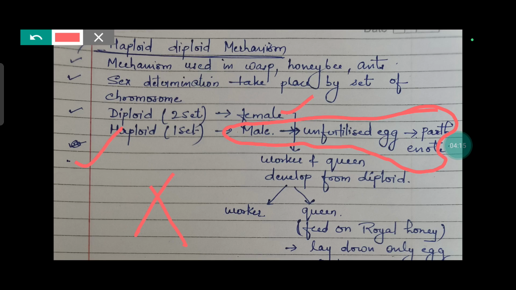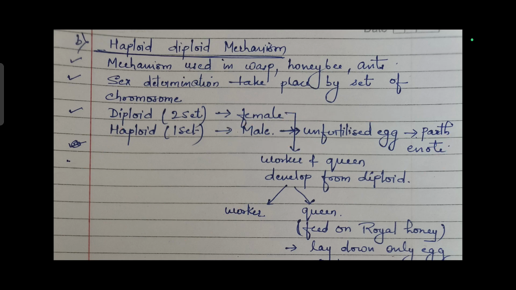But if the diploid is there, two sets of chromosomes are there, so there are two chances: either worker or queen. If you look at the difference between worker and queen, you will observe that there is no difference in the chromosomes. The only difference is in the feeding of royal jelly. If that particular bee is fed royal jelly, it will be converted into a queen.